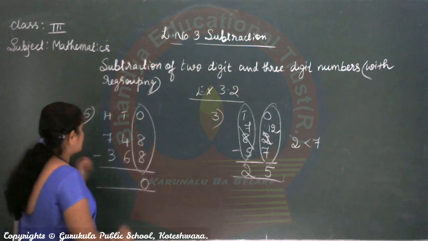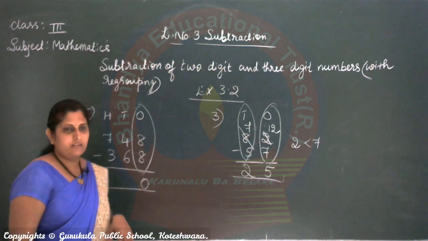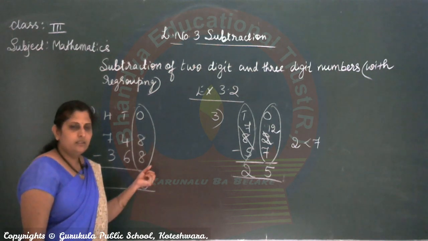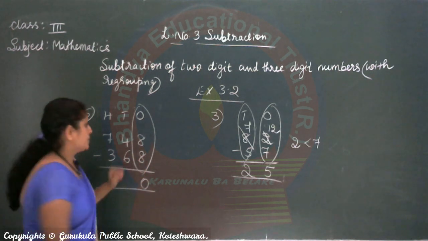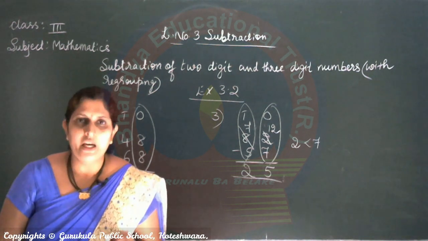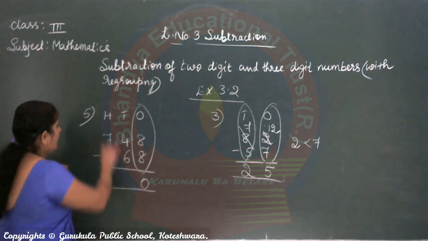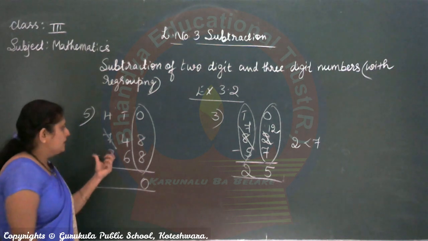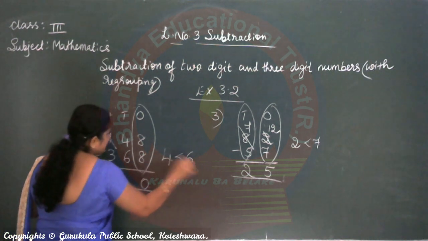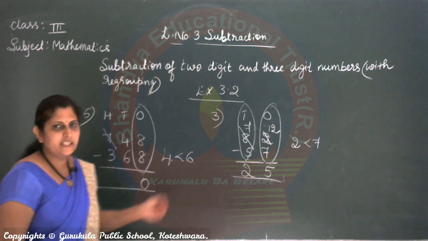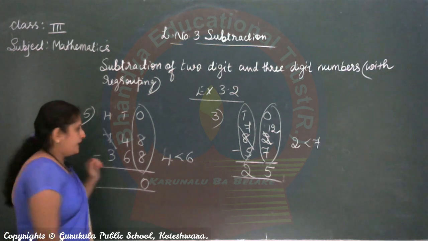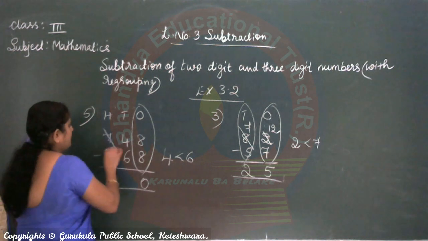Now the next term, 4 minus 6. Is it possible to subtract? No. So what do we have to do now? Yes, we have to borrow from the hundreds place. In the tens place, 4 is less than 6. So we have to borrow from the hundreds place. How many hundreds are remaining now?